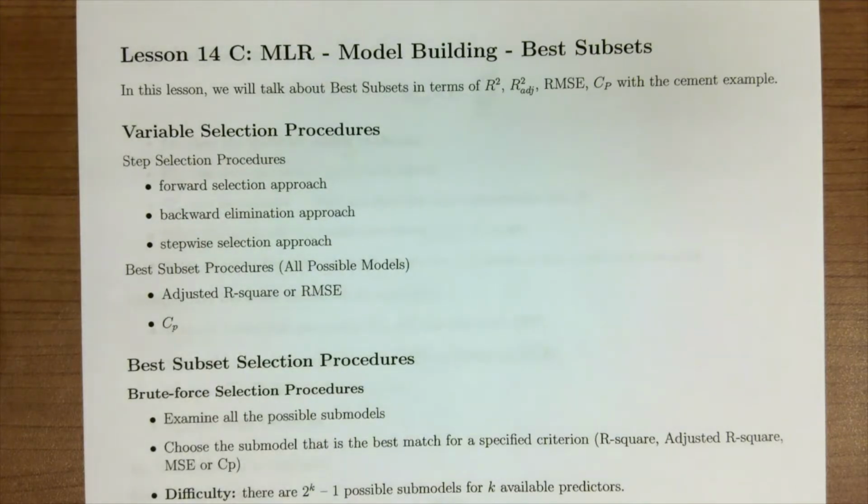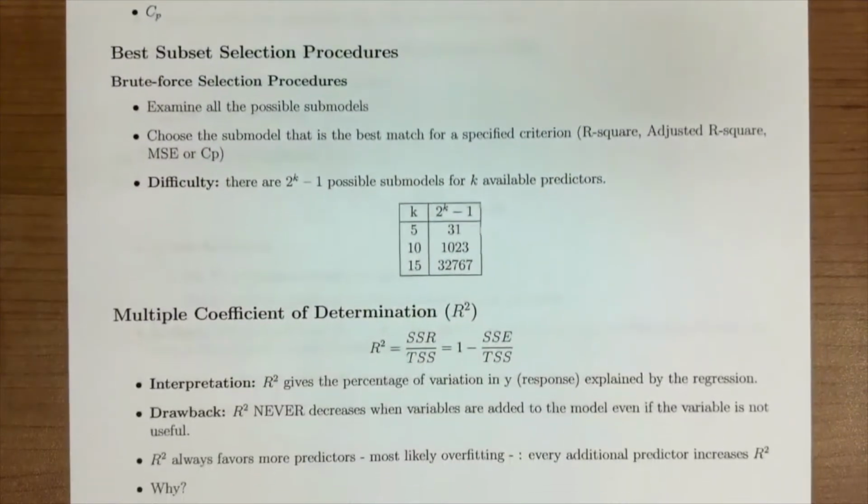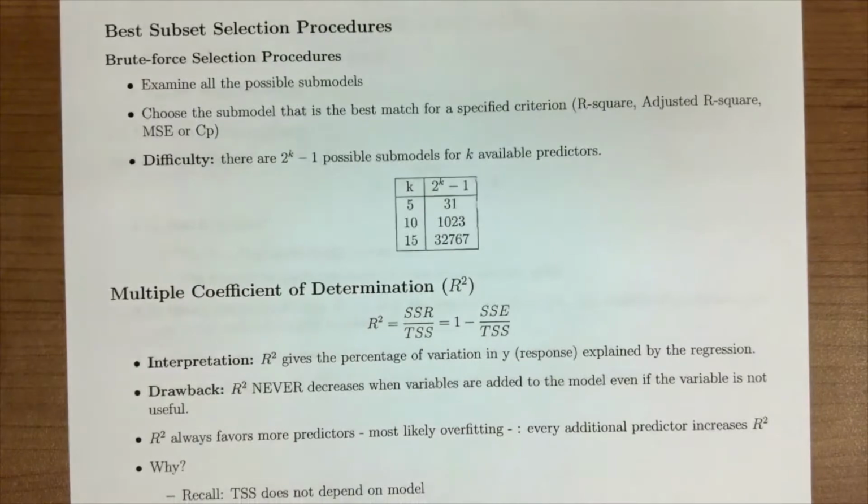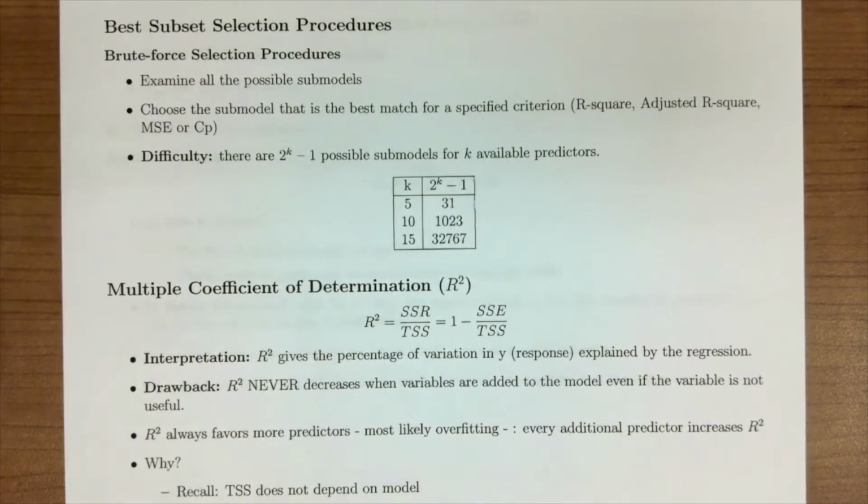So let's get started. The best subset selection procedure is a very brute force approach. What I mean by that is that we are going to have to look at all possible submodels. As your number of regressors increases, it might be unattainable to look at all of them, but you're going to look at a large amount of models and then choose the best model that matches a specific criterion. And we'll talk about different criteria pretty much this entire lesson.